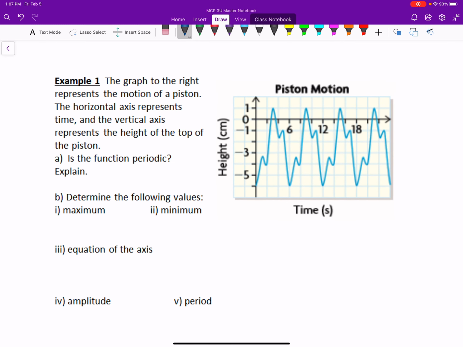The graph to the right represents the motion of a piston. The horizontal axis represents time. The vertical axis represents the height of the top of the piston. And you can see on the scale that this piston, whatever we're measuring, goes down to -6, appears to be as low as it goes, and it goes up to +1.